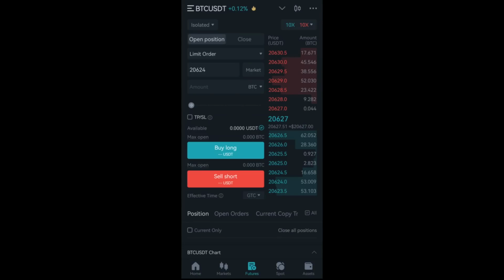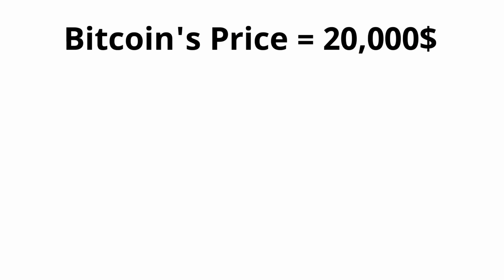Now, what is futures or leverage trading? In simple terms, leverage means borrowing funds. For example, guess that you have $100 to trade. If you select 10x leverage, it means you have $1,000 to trade. Now, I know some of you might be confused, so I'll explain clearly.